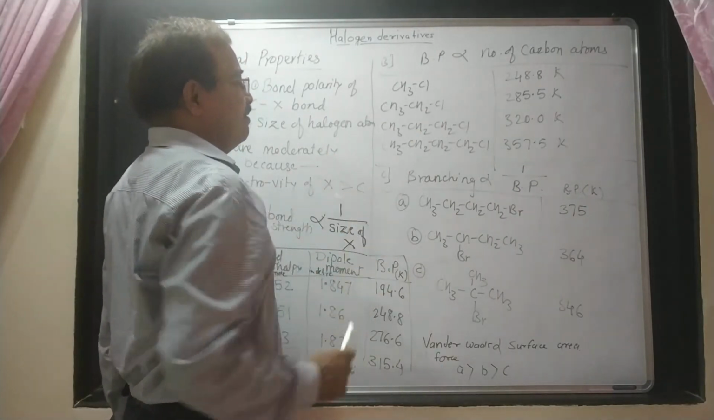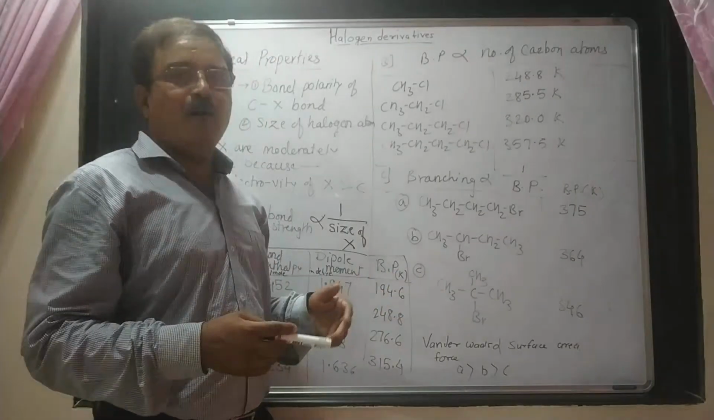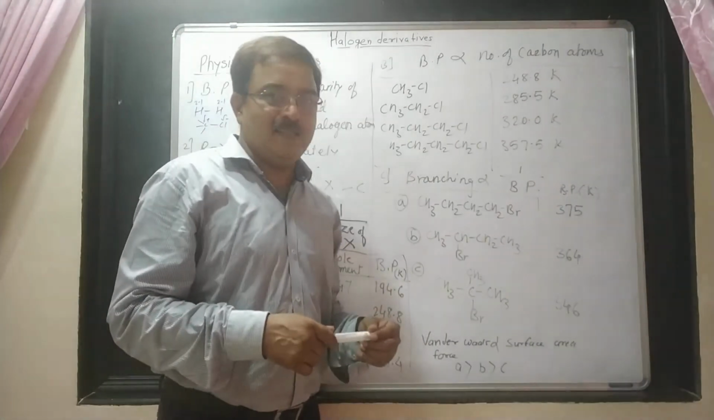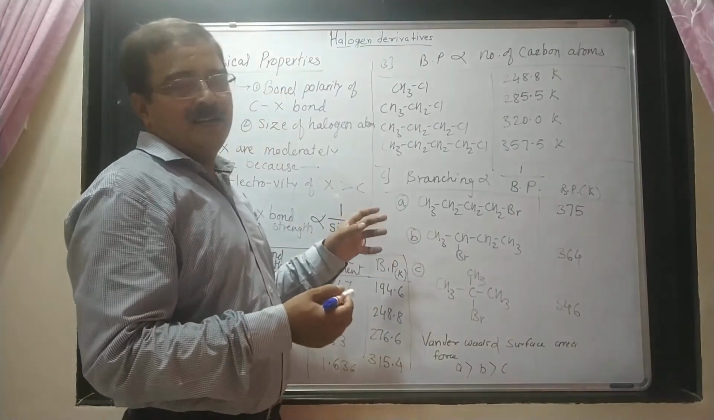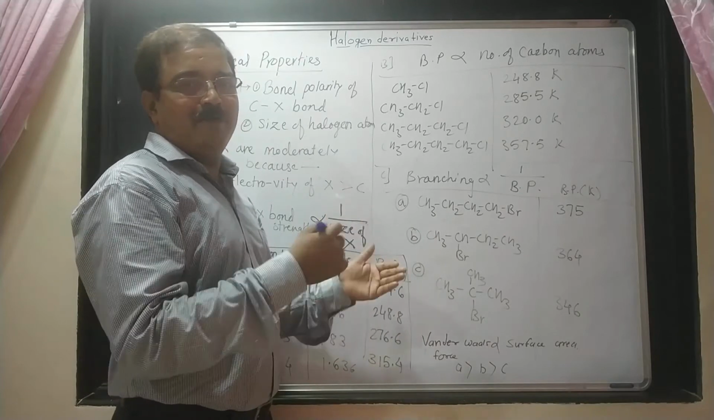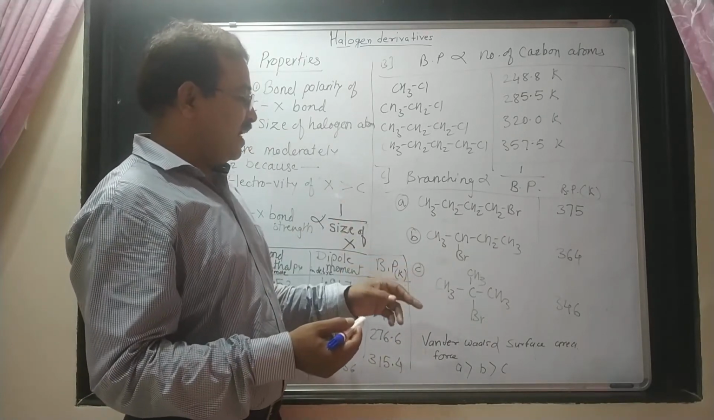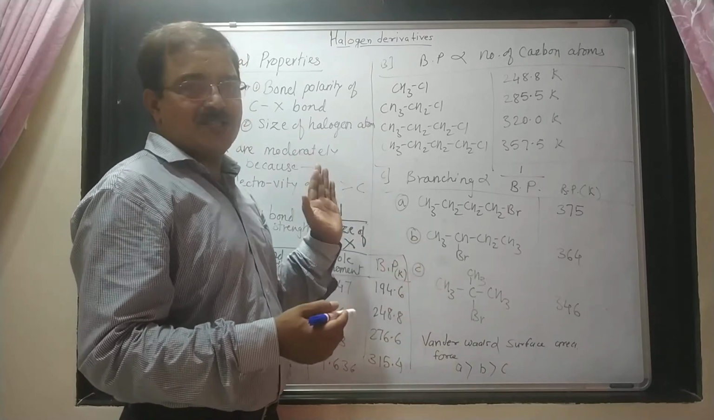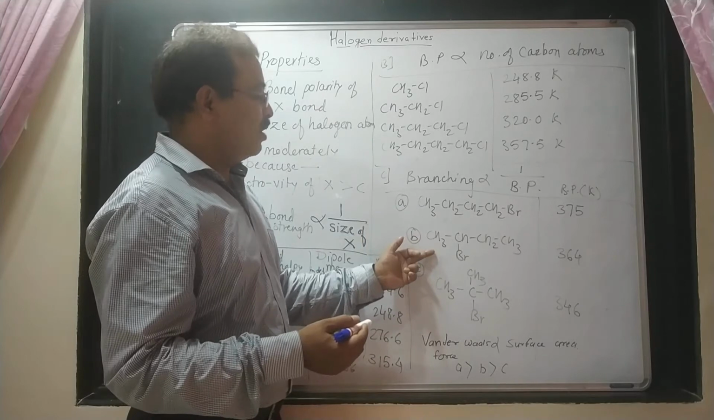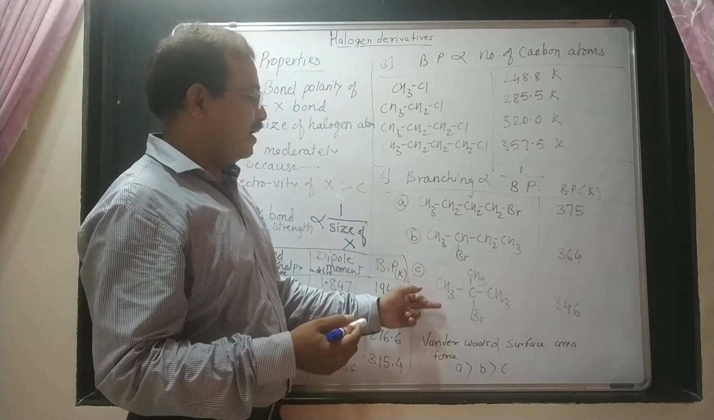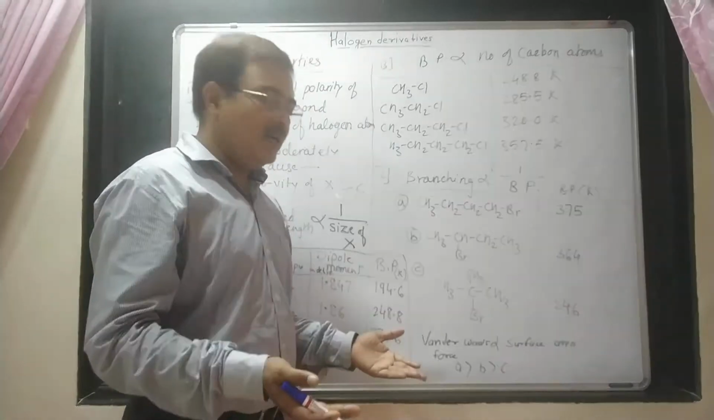The third property we will try to understand: what is the effect of branching on the boiling point of alkyl halides? The size or surface area of that compound, how it varies, depends upon branching. Here, in case of N-butyl bromide, secondary butyl bromide and tertiary butyl bromide, the surface area goes on decreasing as branching goes on increasing there.